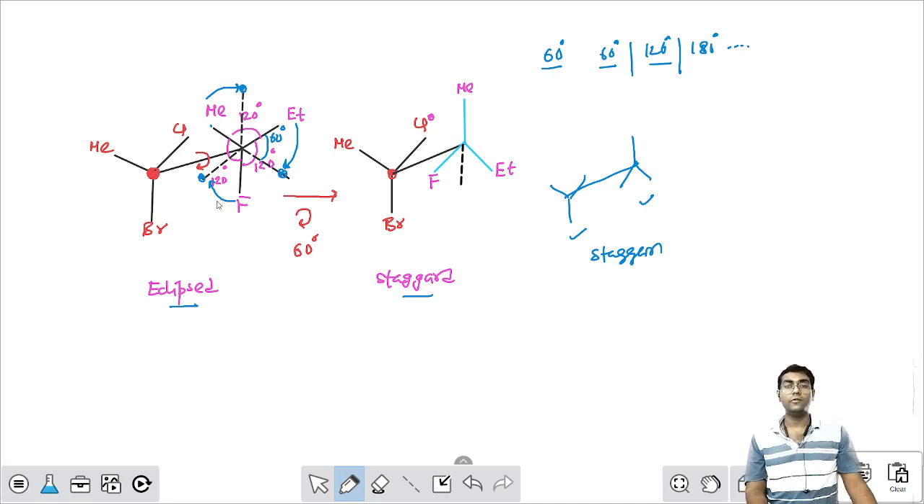In the next video, we will be discussing the conversion of flying wedge to the Fischer one without the trick, by forming the sawhorse projection in an intermediate position. Then the thing will be clear.